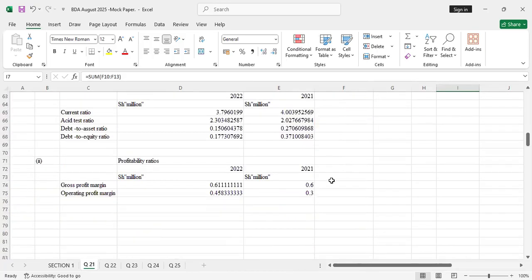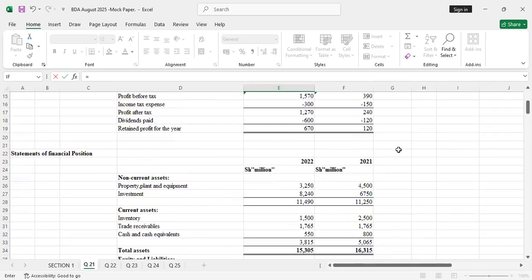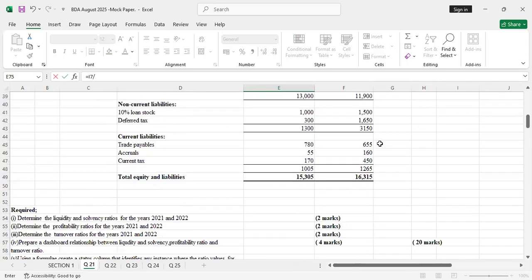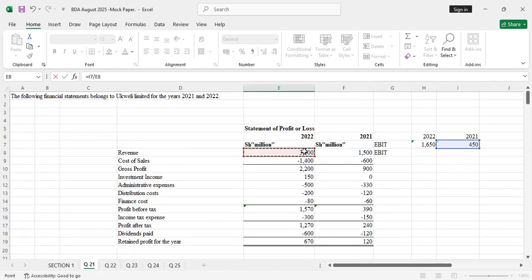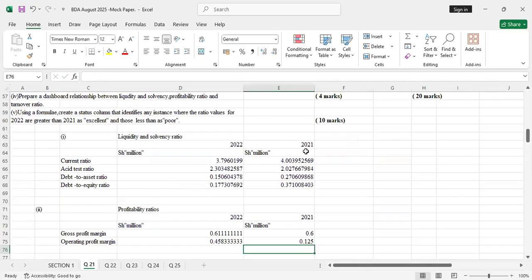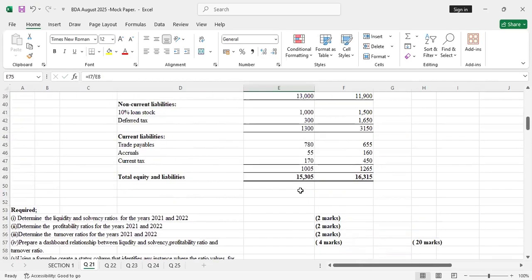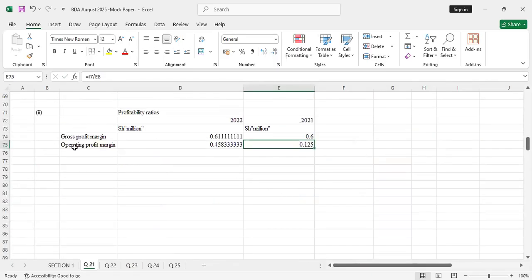So I can see this value has changed. It was 0. Let me see if we'll get the same value. The same thing, we'll take the earning before interest and tax, which is 450. You divide by the revenue. My revenue is here. Enter. You see now that makes sense. So 0.125.